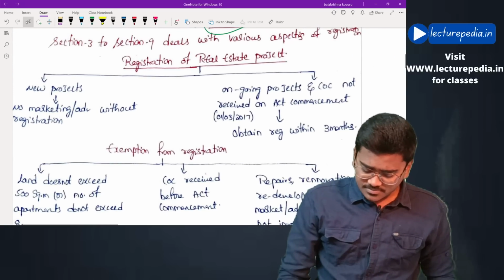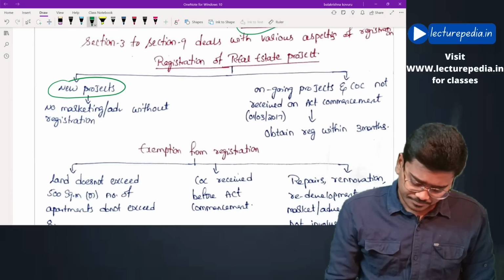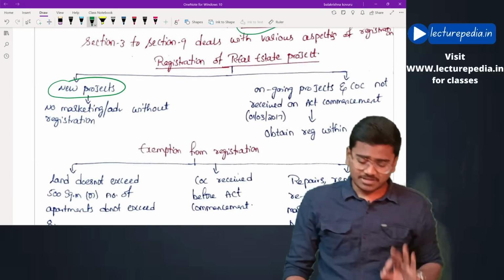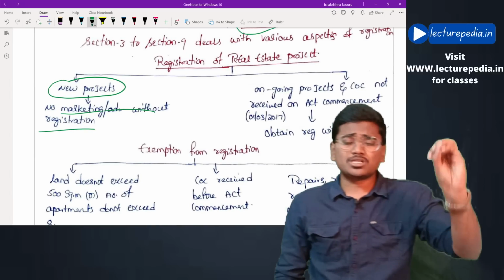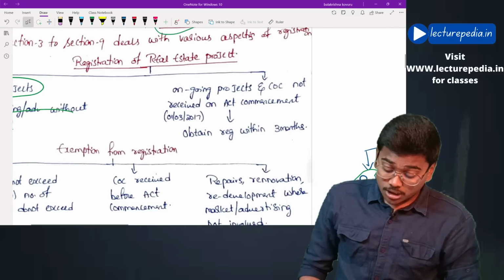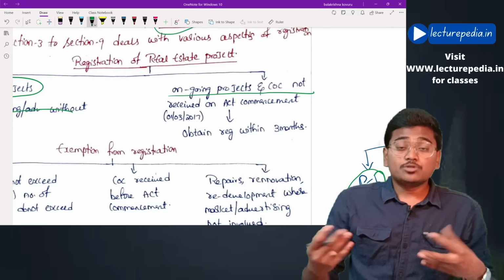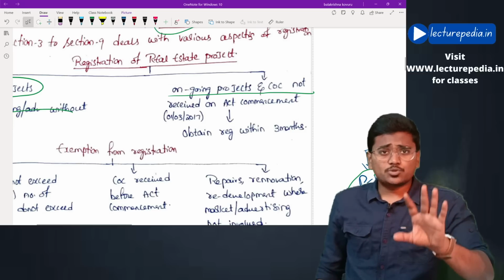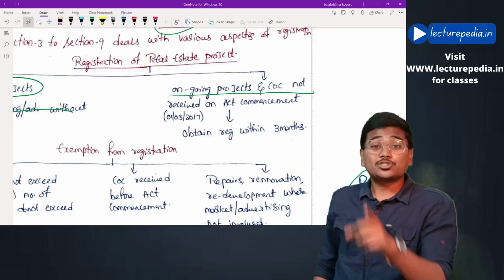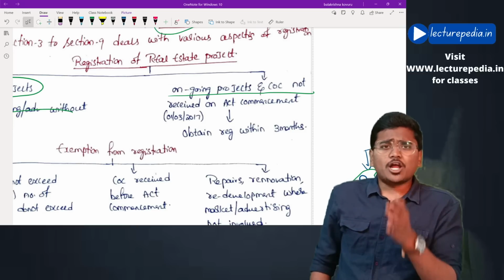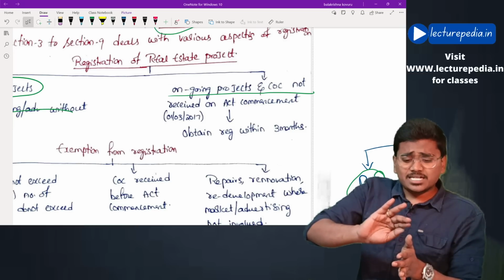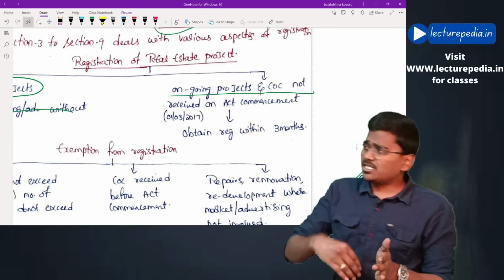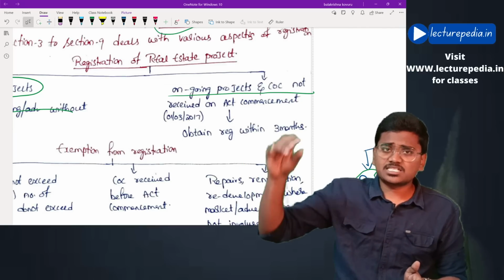Now in case of new projects, you cannot market or advertise the project without first of all getting that project registered with RERA. What about ongoing projects and COC not obtained? That means this RERA Act has actually come into effect on 1st March 2017. Now for all the projects that are started after 1st March 2017, you will however obtain the registration from RERA.